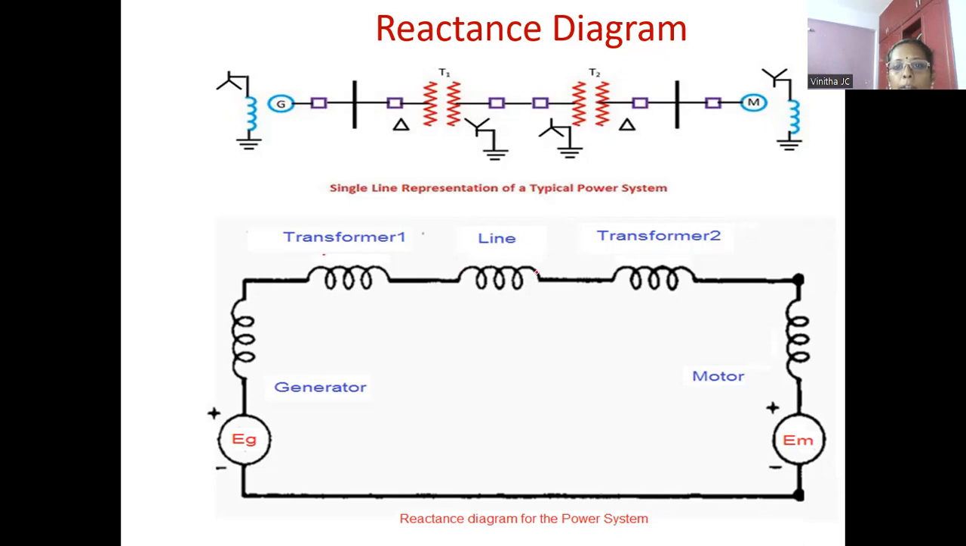Okay. And then for a transmission line, we have a capacitance in the previous impedance diagram. So that capacitance has also been neglected. And similarly for a transformer, again here the resistance is neglected. And for the motor, again, the resistances are neglected. So this is the reactance diagram for the single line circuit.